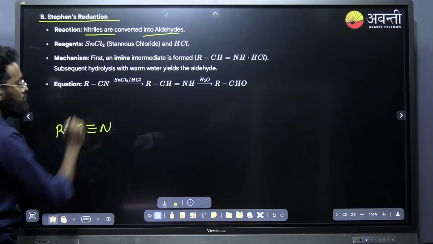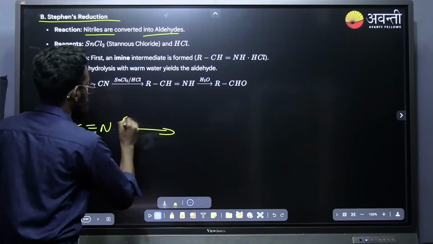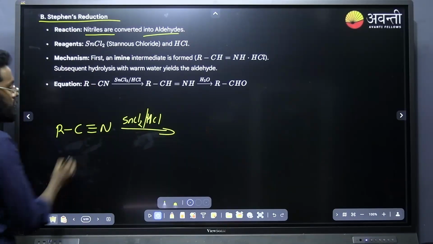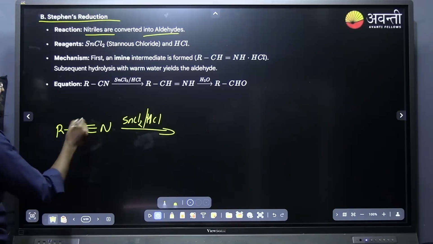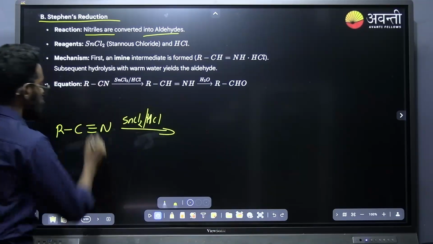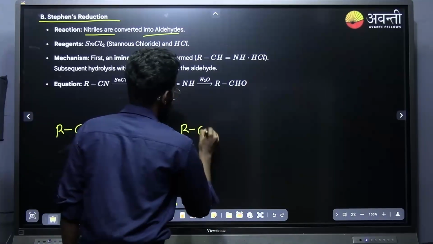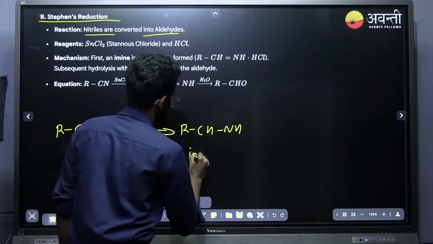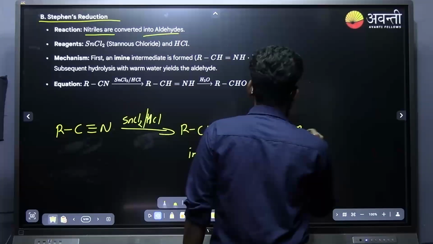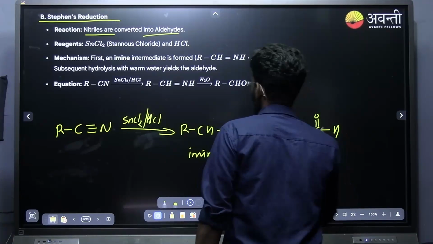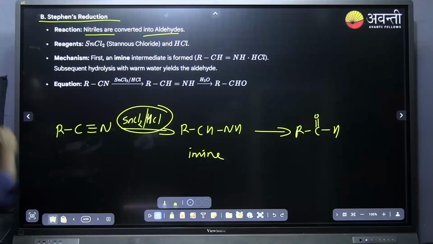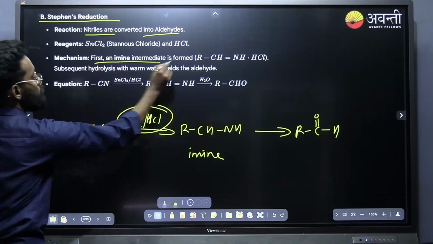RC triple bond N in presence of SnCl2 and HCl. What are we getting here? First of all, there is an intermediate which is forming, that is imine. The intermediate will be RCH=NH, that is imine, and then this imine is converted into RC double bond OH. So we will be getting aldehyde. This is the Stephen's reduction reaction. We are using SnCl2 and HCl, and the intermediate imine is forming.